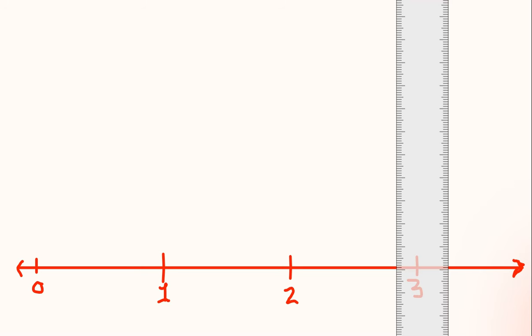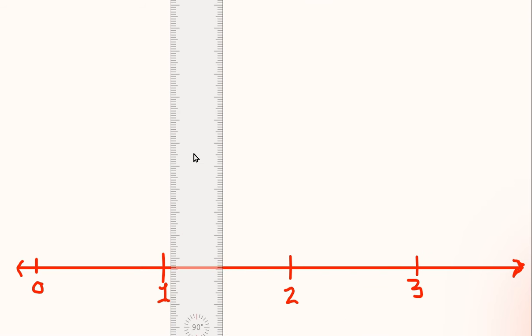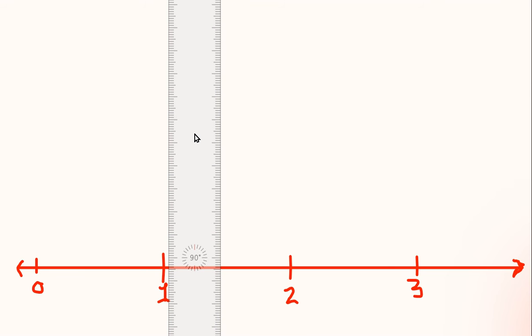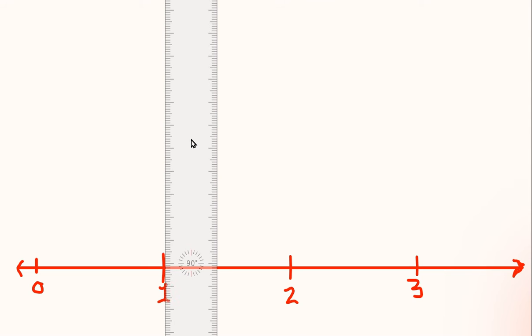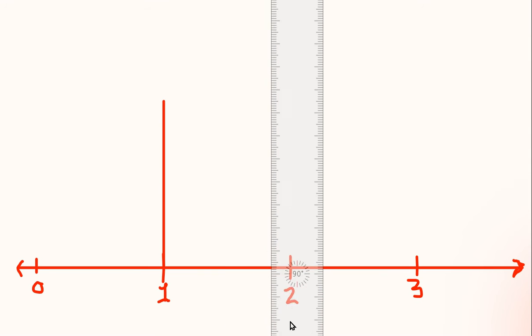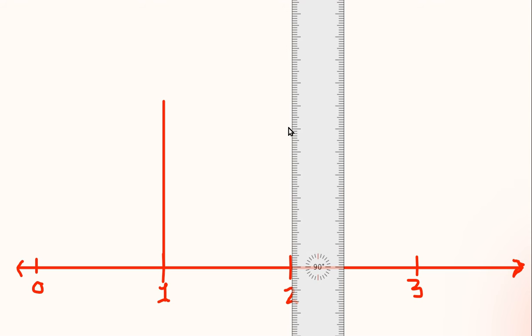Take a protractor, keep it at point 1 at 90 degrees so that it is perfectly perpendicular to the number line which we have drawn, and draw perpendicular lines like this. You can draw both.